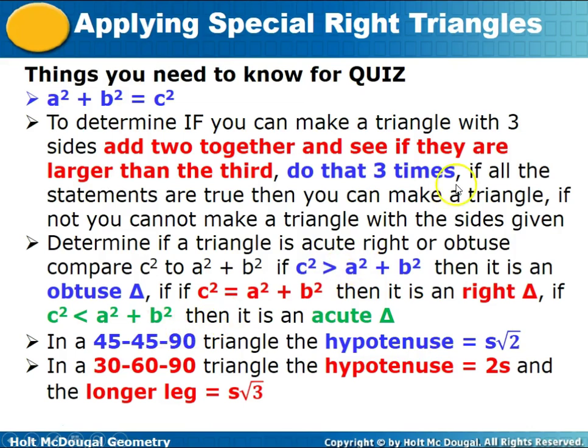But finally, these are the things you guys need to know for the quiz when you come back, along with some other things that we're going to teach when we do get back. We're going to determine if you can make a triangle with 3 sides by adding together 2 of them and seeing if they're larger than the third. Then we're going to determine if triangles are acute, right, or obtuse by comparing c squared to a squared plus b squared. And then we're going to solve for missing parts in a 45-45-90 triangle, and in a 30-60-90 triangle. So those are the things you guys need to know very well before you come back from Thanksgiving break.